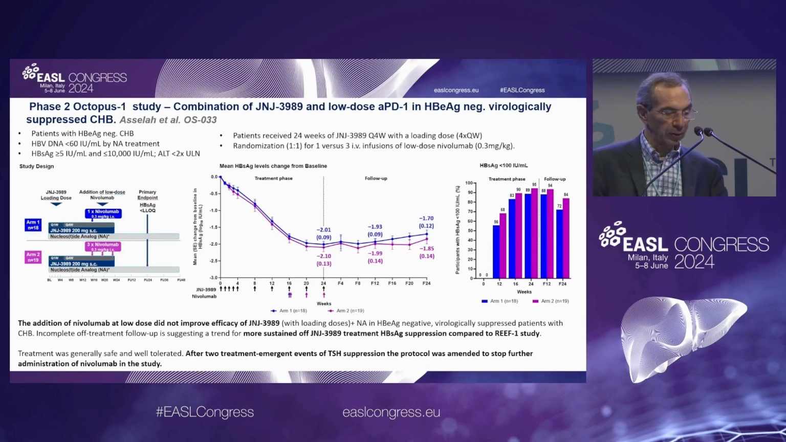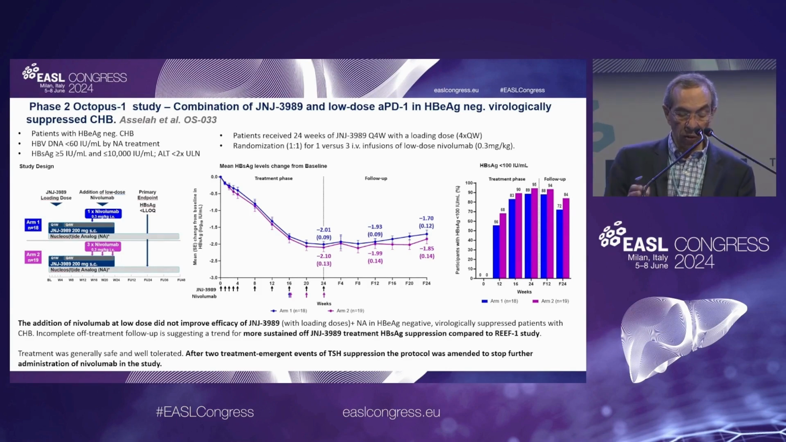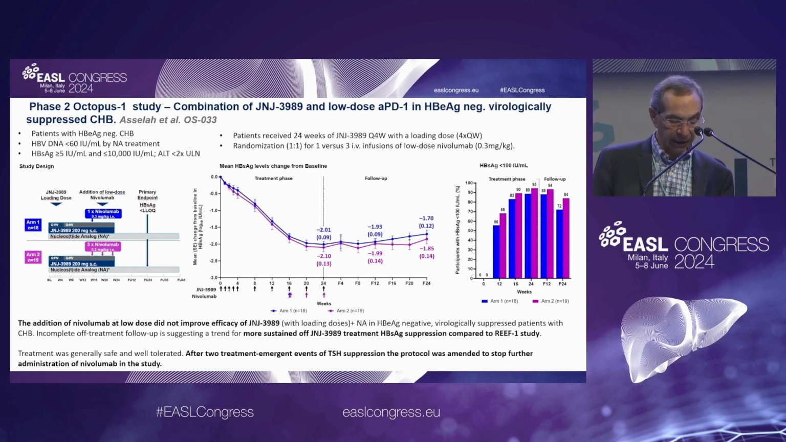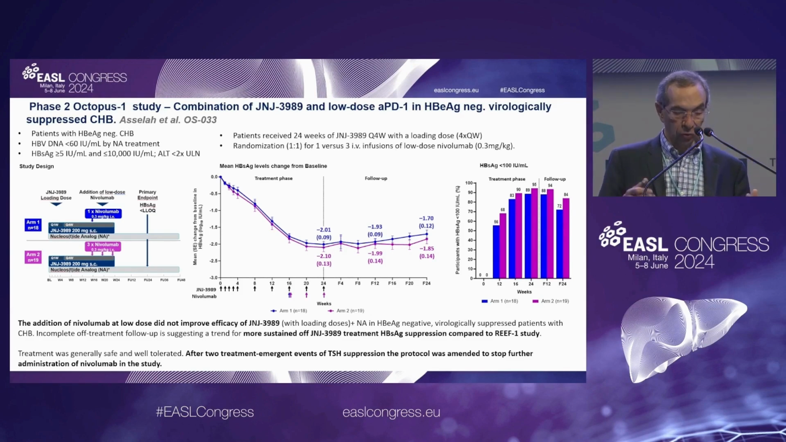So the phase 2 Octopus study presented by Dr. Asela was investigating the combination of the siRNA J&J 3989 with a low dose of anti-PD-1 nivolumab in E-negative, virologically suppressed chronic Hep B patients. And you see here the trial design and the results showing that the addition of nivolumab at low dose did not improve the HBs response of J&J 3989. Of note, there were 2 treatment-emergent TSH suppression events that led to the amendment of the protocol to stop nivolumab in the protocol.